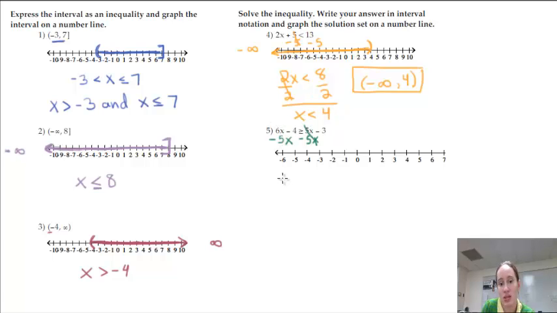Okay, 6x minus 5x is x. Write down what the rest of this is. Now we need to get our numbers on the right side, so add 4. So x is greater than or equal to 1. So that means I put a bracket at 1, and then I'm going to shade to the right. So I put a bracket at 1 and shade to the right.